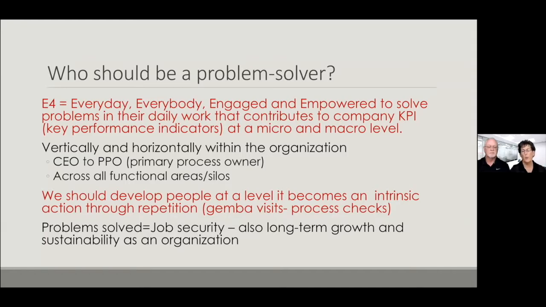The next point in the slide talks about vertically and horizontally. Vertically in an organization, that's the CEO or your president, the person at the top, down. And when we say down, that's not a bad thing. It's our daily workers that are actually contributing the most in their work. The PPO, which we call the primary process owner, owns a process, and we develop the standardized work on that.